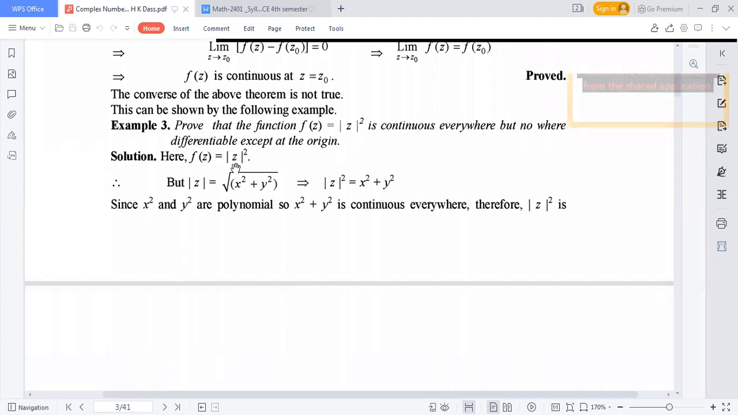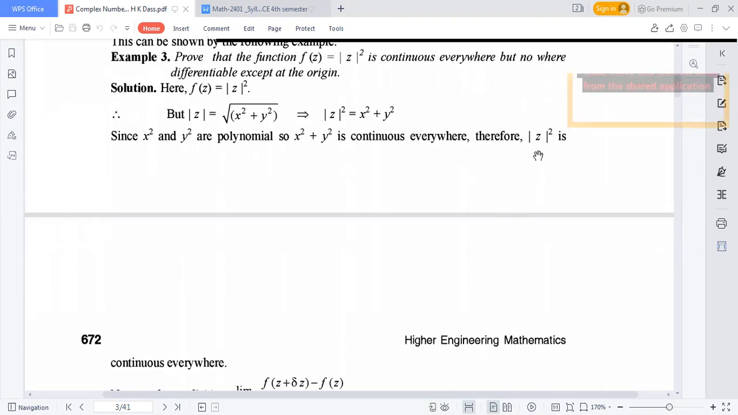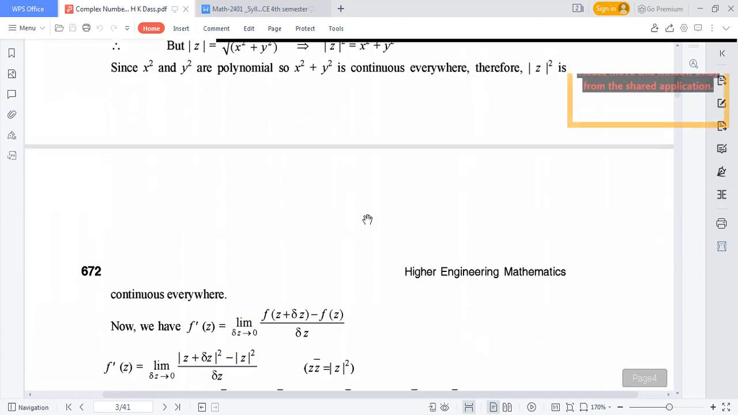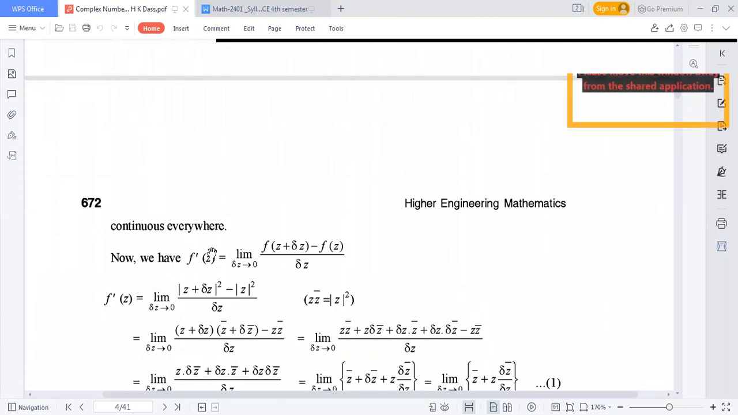We are given f of z equals the absolute value of z square. The modulus of z is root over x square plus y square. Squaring on both sides, we get x square plus y square. So the absolute value of z square equals x square plus y square. Since x square and y square are polynomials, this sum is continuous everywhere. You must know a polynomial function is continuous everywhere. Remember it. So the absolute value of z square is continuous everywhere.